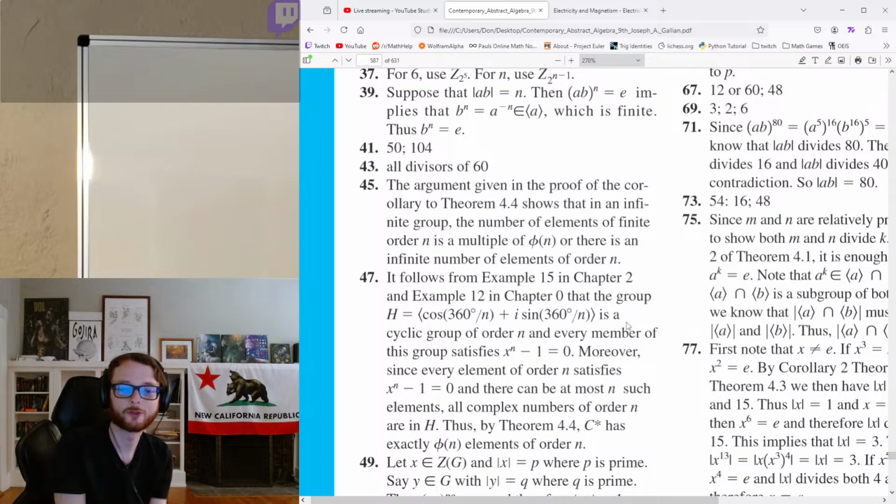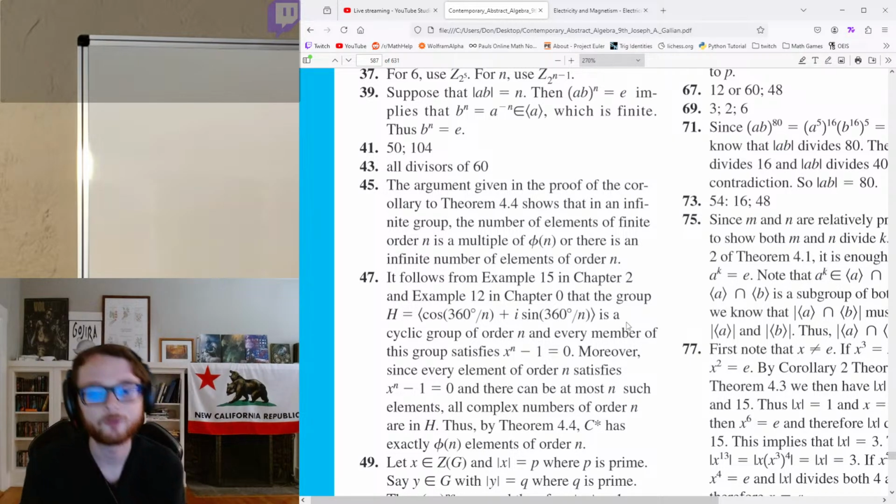I don't get how this is a proof, though. I guess it is a proof. It's a cyclic group of order n, and every member of this group satisfies x to the n minus 1 equals 0. Since every element of order n satisfies x to the n minus 1 equals 0, and there can be at most n such elements, all complex numbers of order n are in H. Okay.